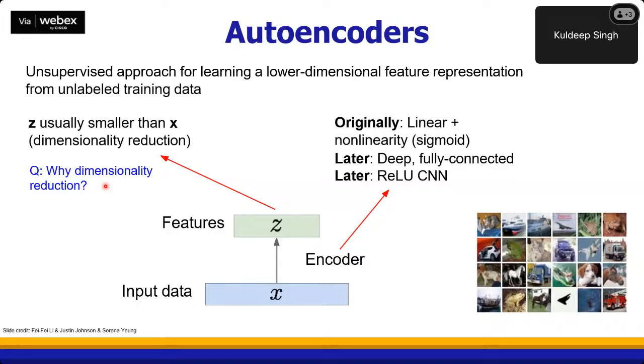Now, why is this Z smaller than X? That means it will reduce the dimension. But why do we need dimensionality reduction here? Why can't we use this input data directly? This is a question for the audience.